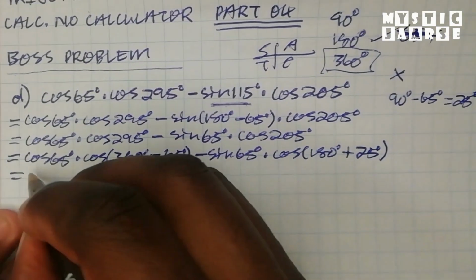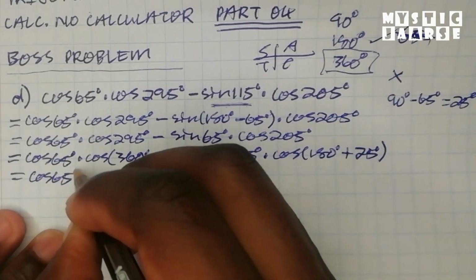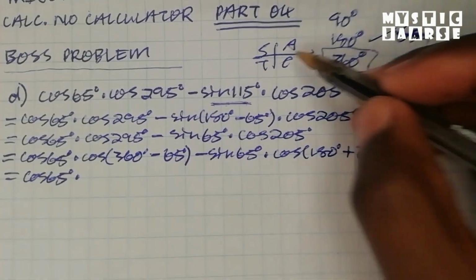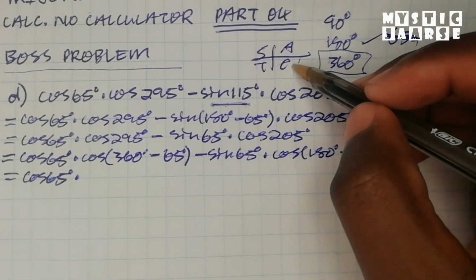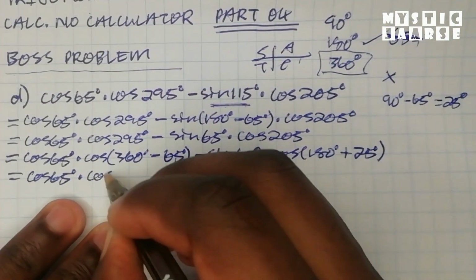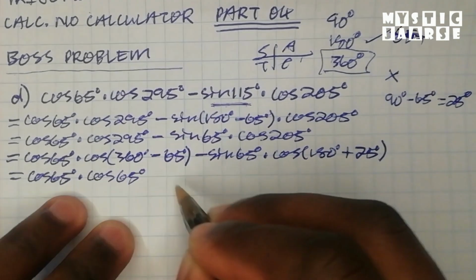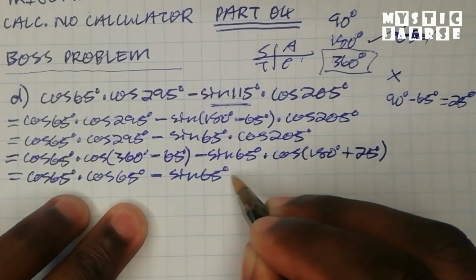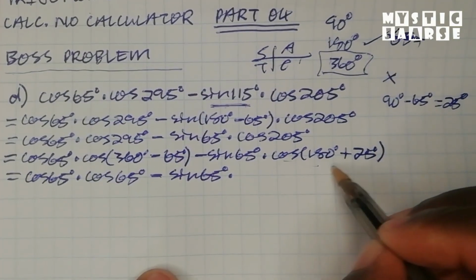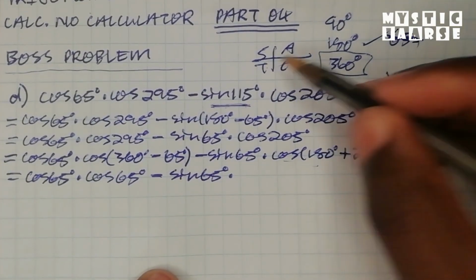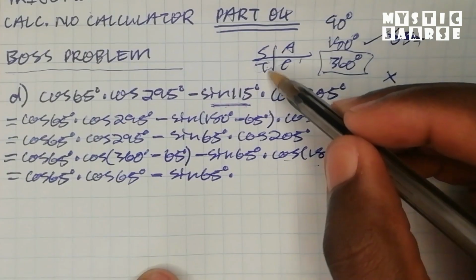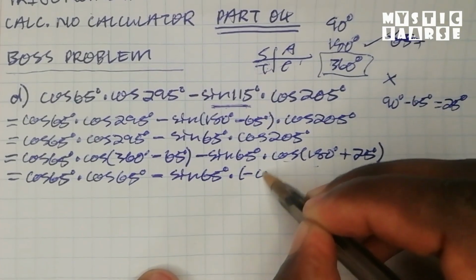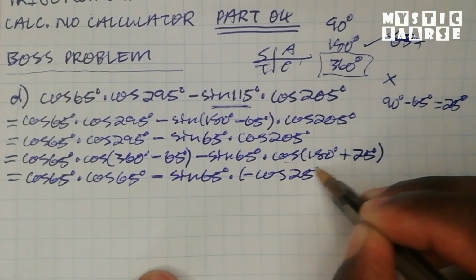So we have cos of 65 degrees multiplied by cos of 360 minus, that's the fourth quadrant, and cos is positive, so we'll have cos of 65 degrees minus sine of 65 degrees multiplied by cos of 180 plus, that's the third quadrant, and tangent is the only trig ratio that is positive, so we will have negative cos of 25 degrees.